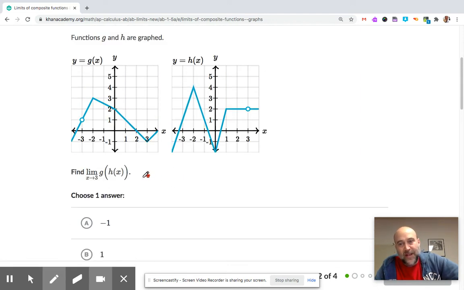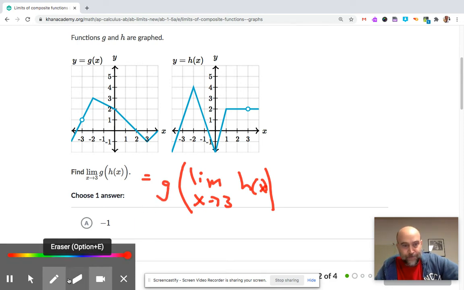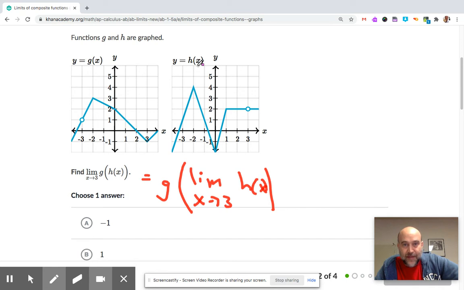All right, so same idea. Just go through the process, set it up. It's good practice. Limit as x goes to 3 for h of x first. Then we take that answer and we plug it into the g function. So h of x limit, that's this one here, doing that one first. It's a little bit counterintuitive, but that's how compositions work. You always do the inside ones first, kind of like order of operations.